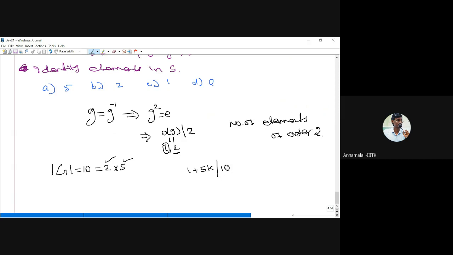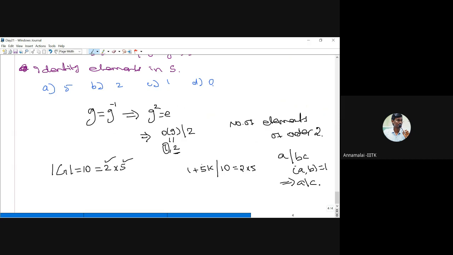The order of the group is 10. Now, there is one more result in number theory. Suppose a number A divides the product of two numbers B and C, and the GCD of A and one of the numbers, say B, is 1. Then A should divide the remaining number. So this 10 can be written as 2 times 5.